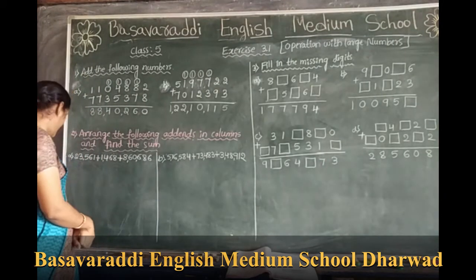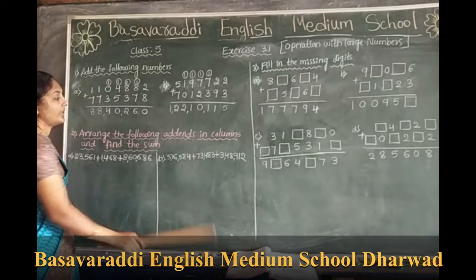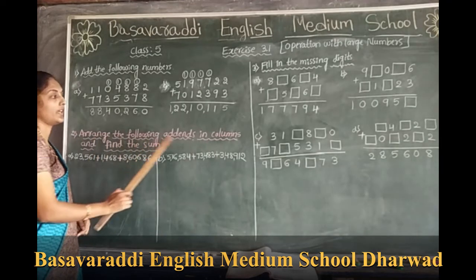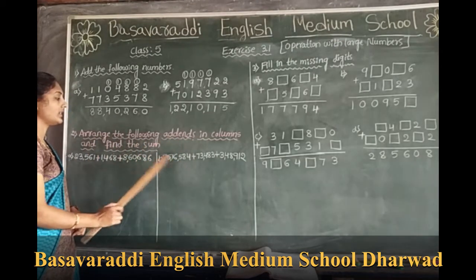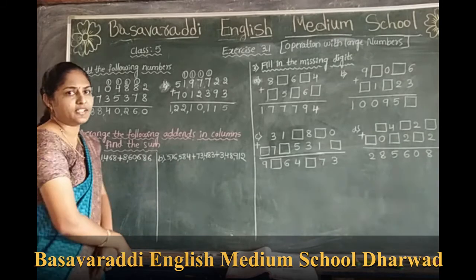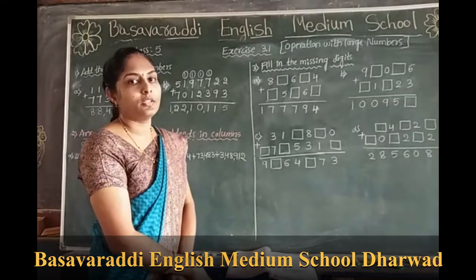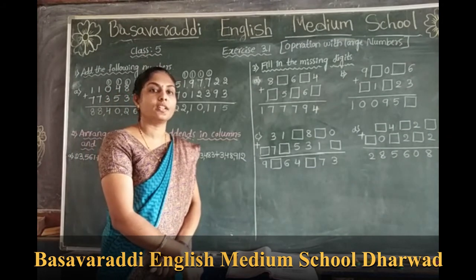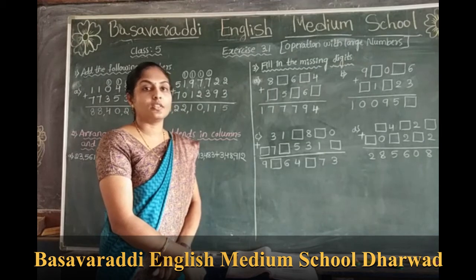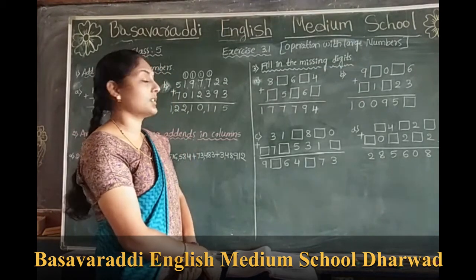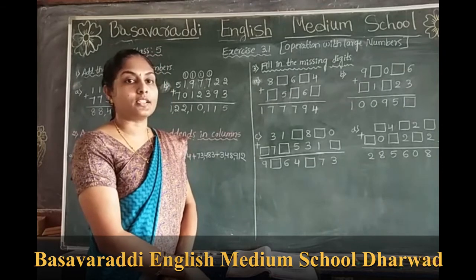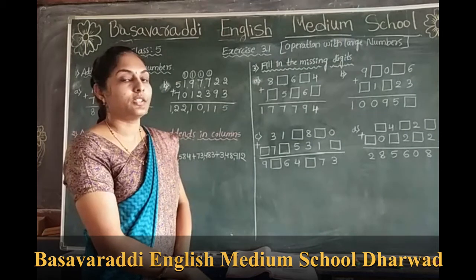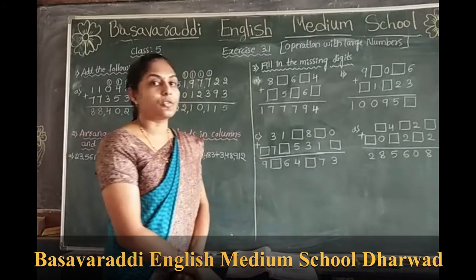The next question is: arrange the following addends in columns and find the sum. Whenever the sum in a column exceeds 9, we group the number, which means carry over. We applied this rule in the first addition problem. The second rule is that addition is done column-wise from right to left. It is also applied in the first question.